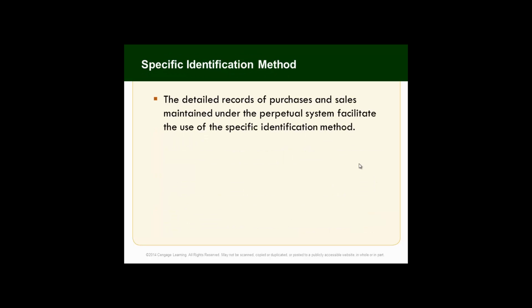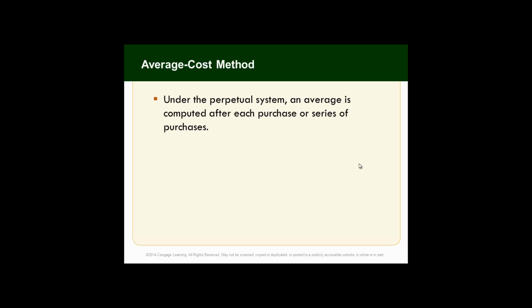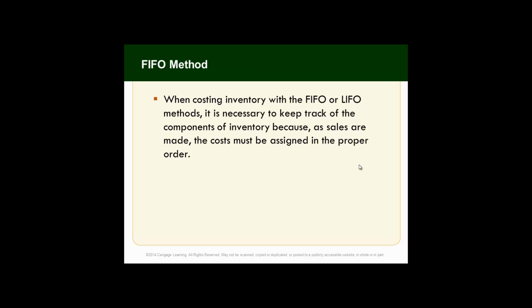For a specific identification method, detailed records for purchases and sales are maintained under the perpetual system, and they facilitate the use. AKA, when the car comes in, it has a specific invoice, it has papers and such. Under the perpetual system, the average cost is computed after every purchase or a series of purchases, depending on how items are sold. FIFO, when the costing of inventory with the FIFO or LIFO, it is necessary to keep track of the components of inventory because as sales are made, specific costs can be assigned to the proper order.